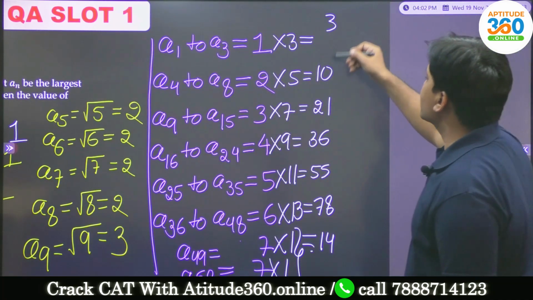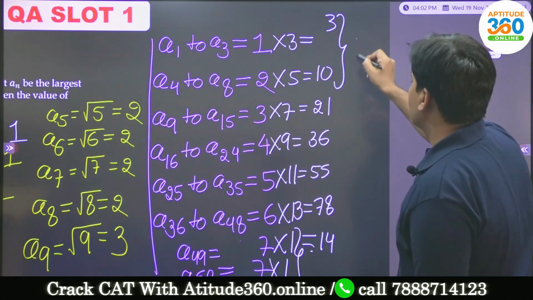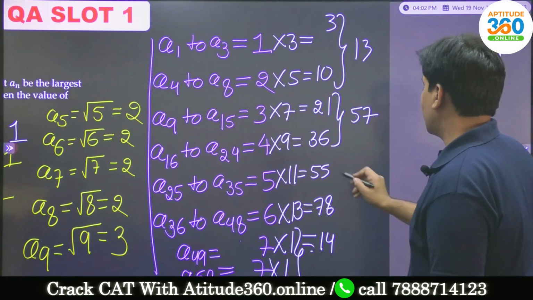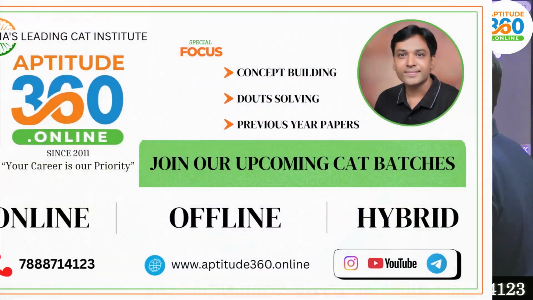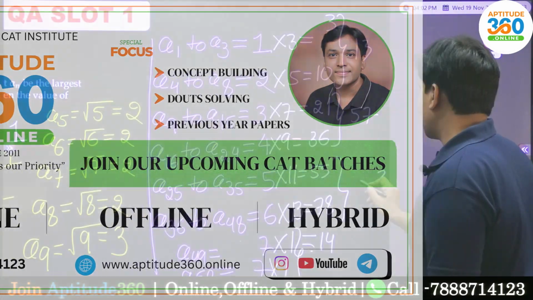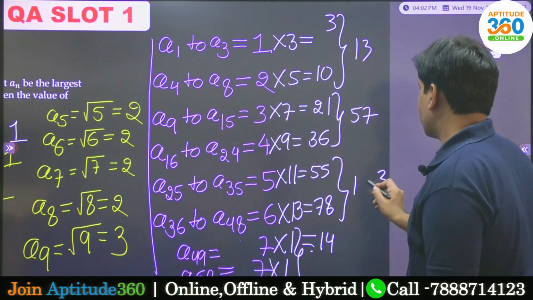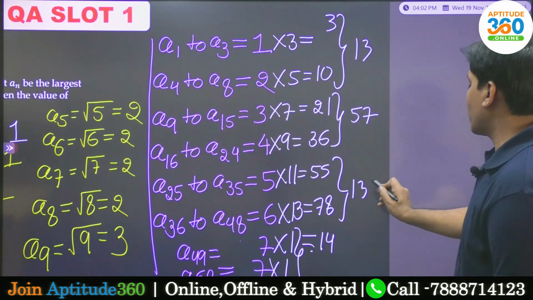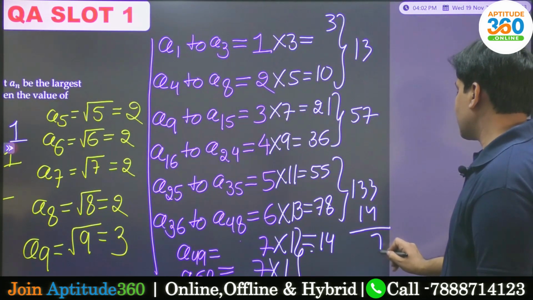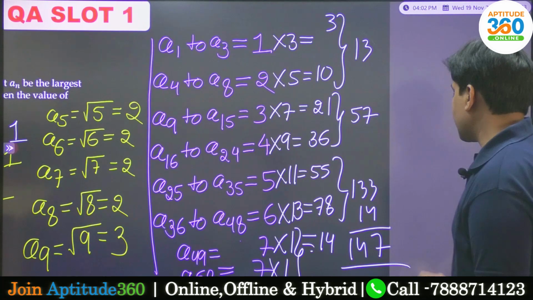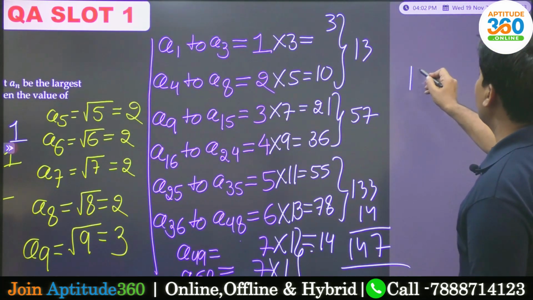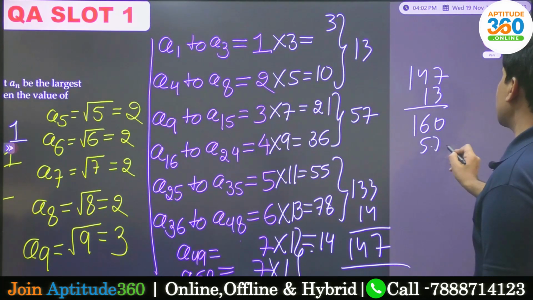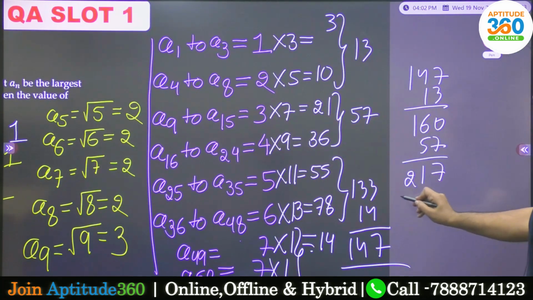So what is this? This is 13 and this is what? 57. So this is 133 and then 14, 147. 147 plus 13, it will become 160 plus 57, the value will come out as 217.